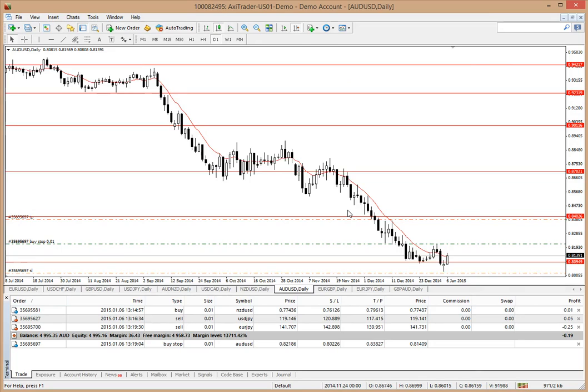Similar story here with the Australian to US dollar. It looks like a very faint pin bar there, but similar formation again, and we'll see if it bounces back up.